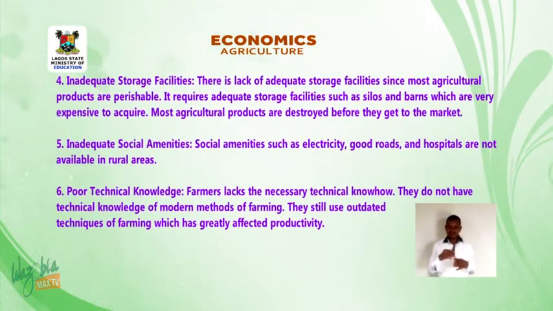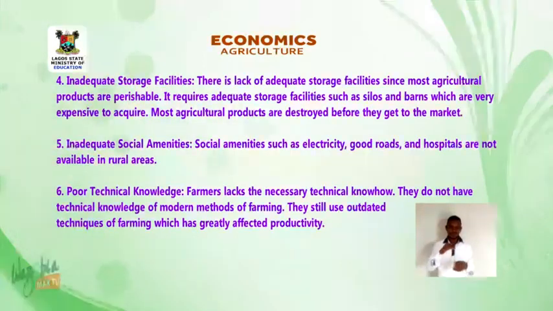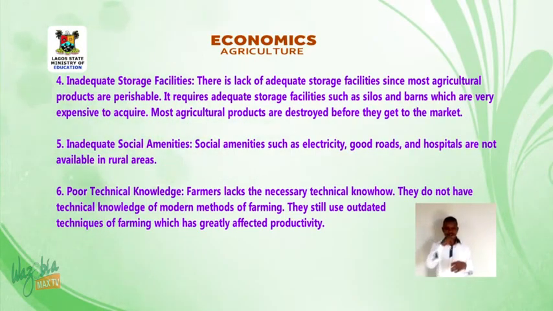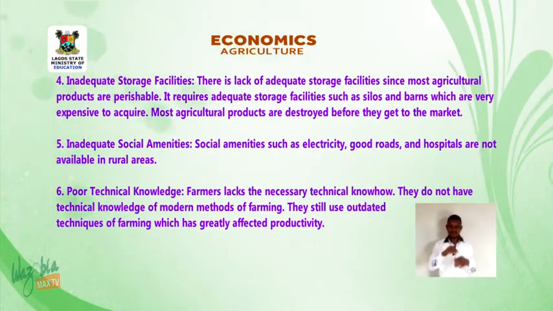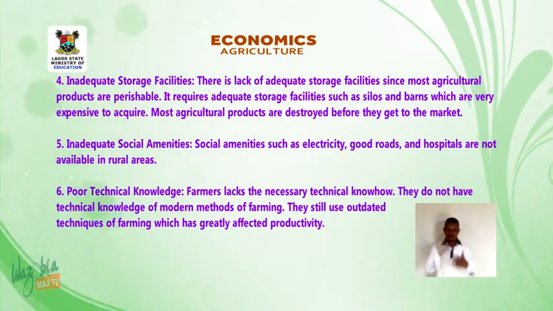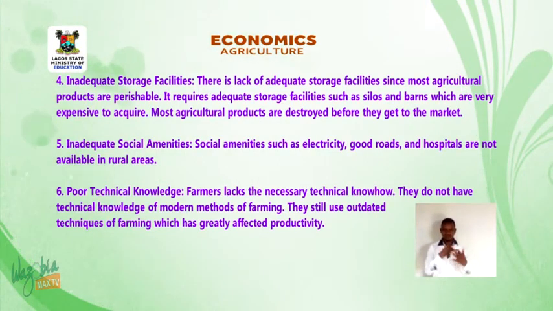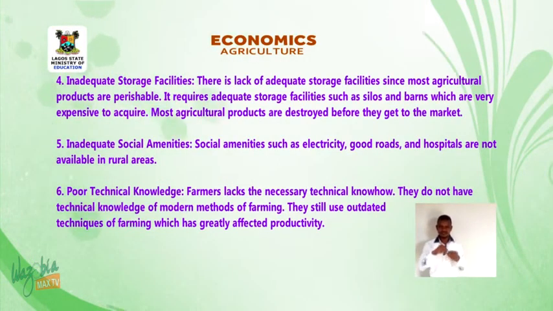Number four, inadequate storage facilities. There is a lack of adequate storage facilities since most agricultural products are perishable. They require adequate storage facilities such as silos and barns, which are very expensive to acquire. Most agricultural products are destroyed before they get to the market.